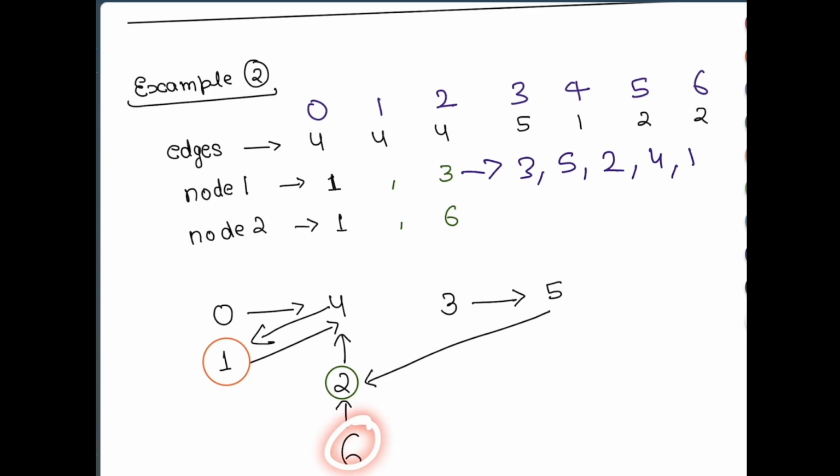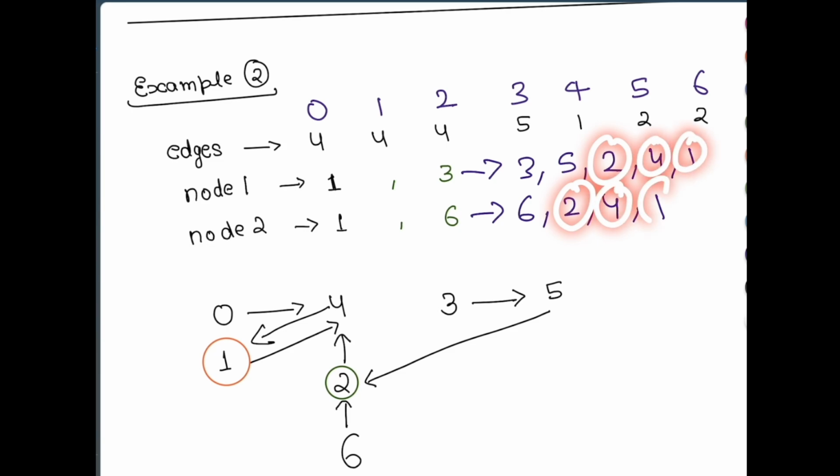What about 6? From 6 you can go to 6, you can go to 2, you can go to 4, you can go to 1. So for 6 the nodes are 6, 2, 4 and 1. Now what are the common nodes? The common nodes are 2, then we have 4, then we have 1. These are the three common nodes between our node 1 and node 2. So it is 2, 4, 1 which are common nodes.